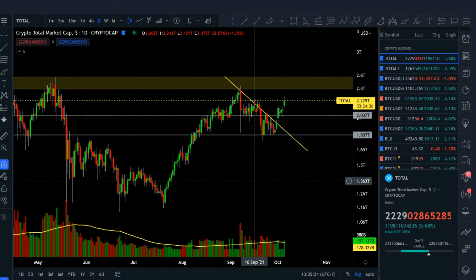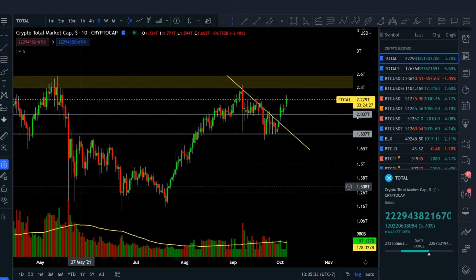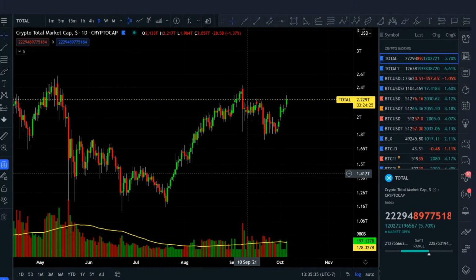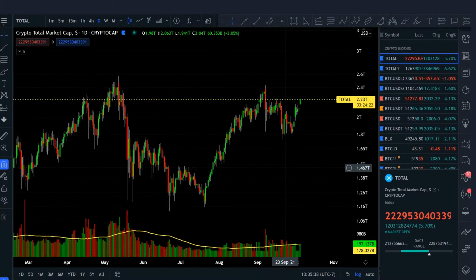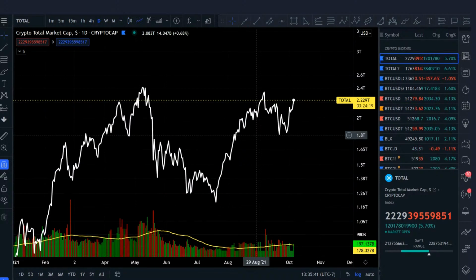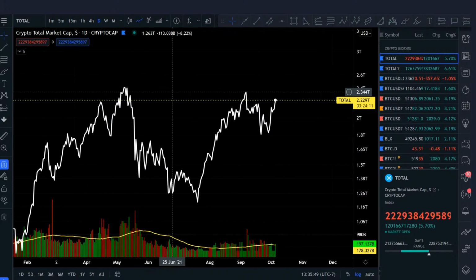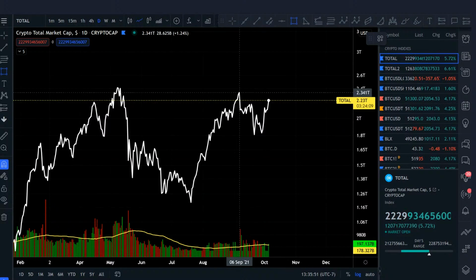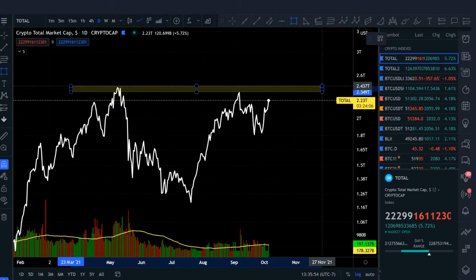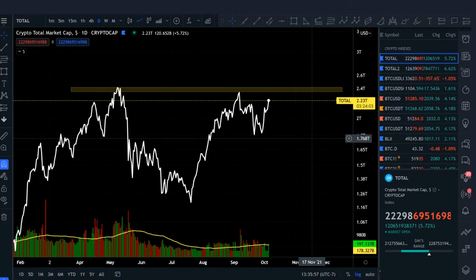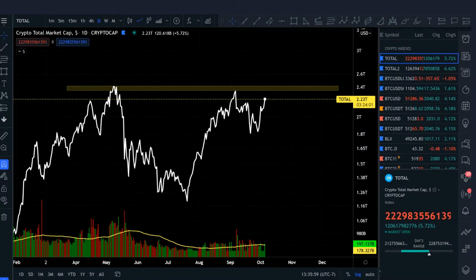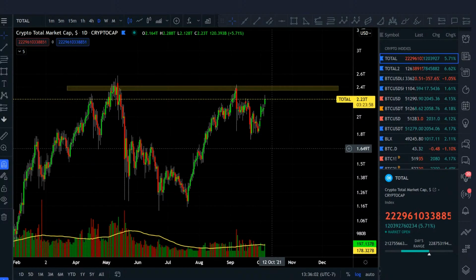Before we get to Bitcoin, we have to look at the total crypto market cap index generated on TradingView. So what we're going to do is just start fresh. I'm on a daily chart here. And what I do want to point out is we have this overhead resistance level at 2.4 trillion and 2.35 trillion. So I'm going to put that as a yellow box, our resistance above here. There's our resistance line in the sand.